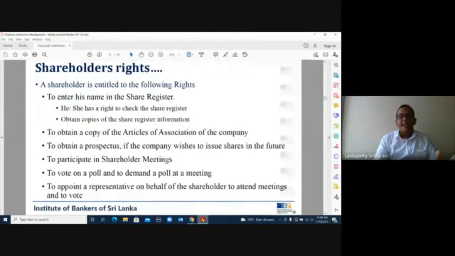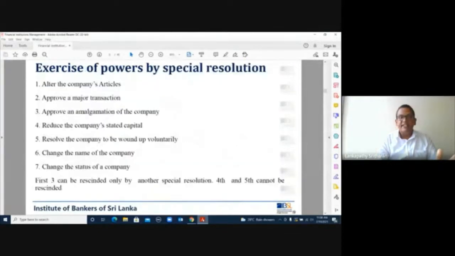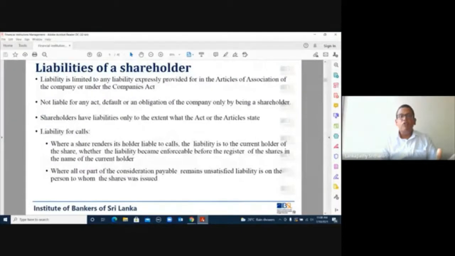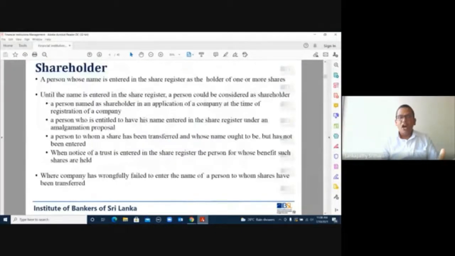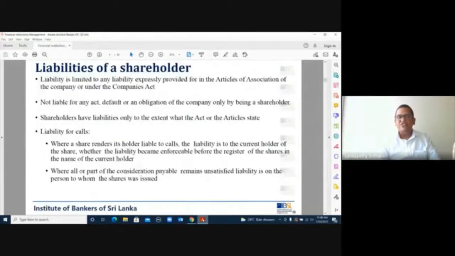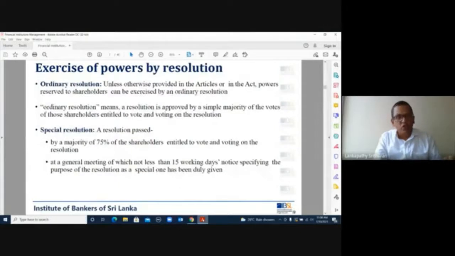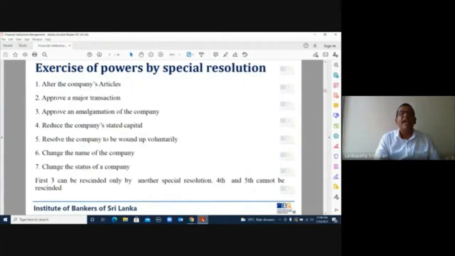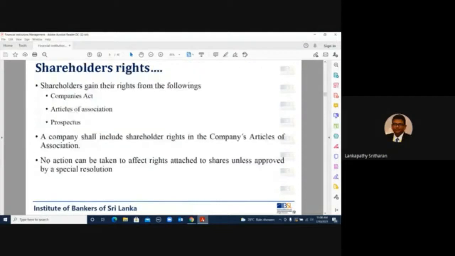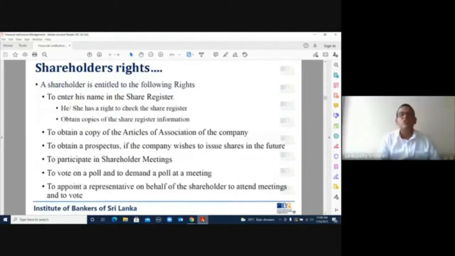Under this, actually, in the last class we could not go through these things because of the lack of time. So we have gone through the shareholders now. First we saw what a shareholder is and the liability of the shareholders, and then the powers as well as resolutions. What are ordinary and special resolutions, and the circumstances where a special resolution has to be passed, and then shareholders' rights also we have seen.